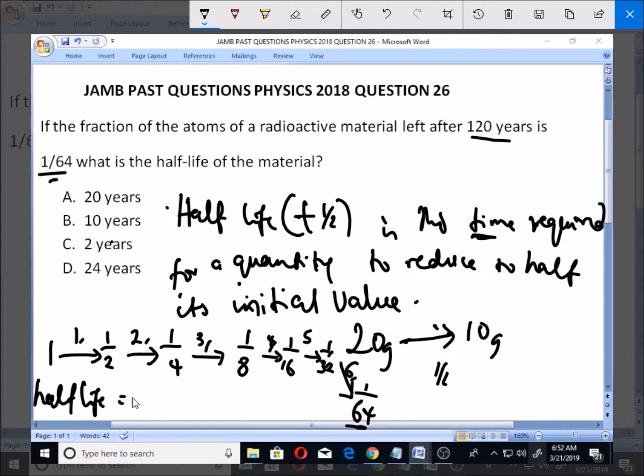half-life is equal to the total time all over the stages. That is the number of movements taken, and the total time is 120 years, all over the number of stages, which is 6. 120 over 6 will give us 20. So the answer is 20 years, and that is how you solve these.